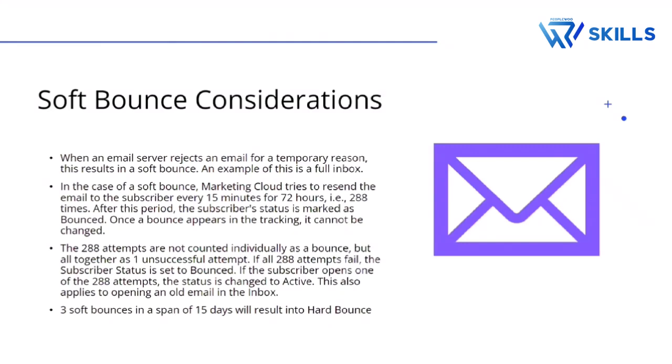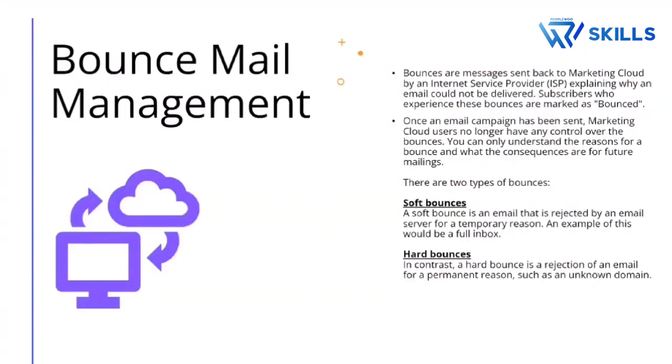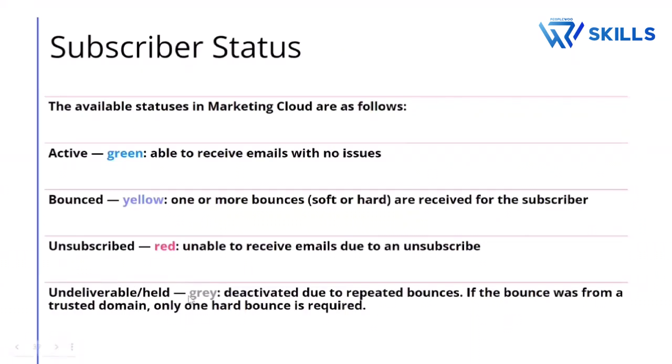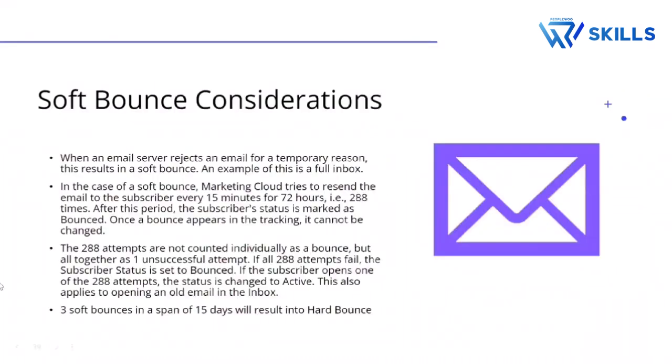And if somebody is a hard bounce, the subscriber status would change to held. So there are 2 reasons for held. One is a permanent reason, where the email address is not found or the domain is blocked. The other reason is 3 soft bounces in a span of 15 days. Whenever we get 3 soft bounces in a span of 15 days, the subscriber status is changed to hard bounce.